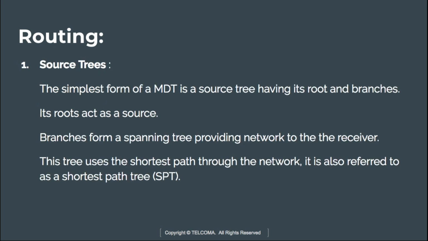First of all, what is a source tree? The source tree is the simplest form of multicast distribution tree. It has a root as well as branches, and its root acts as the source. The branches form a spanning tree, and these branches provide the network to the various receivers or listeners in a multicast group. This tree uses the shortest path through the network, and it is also referred to as a shortest path tree.